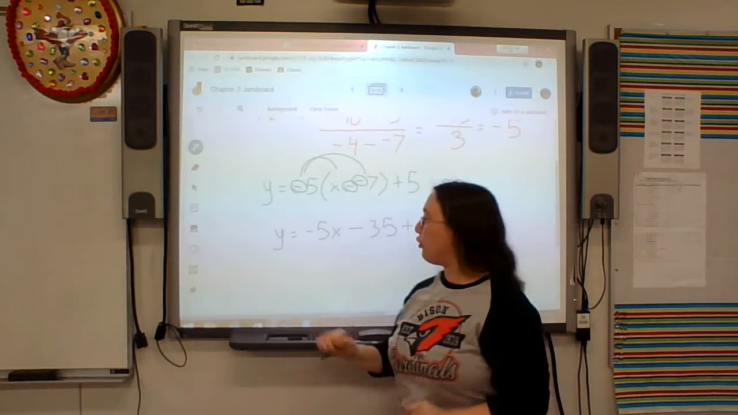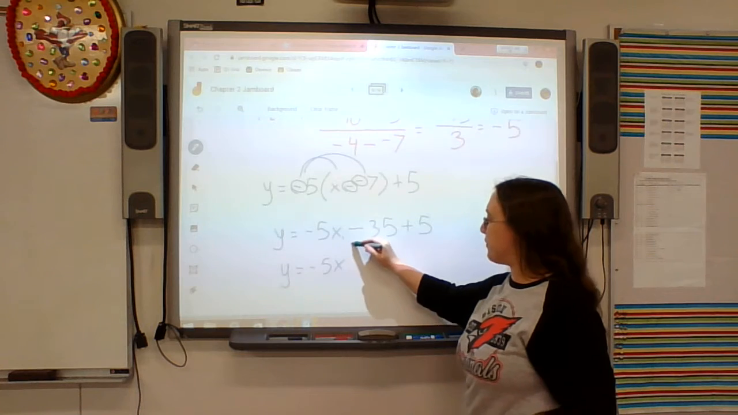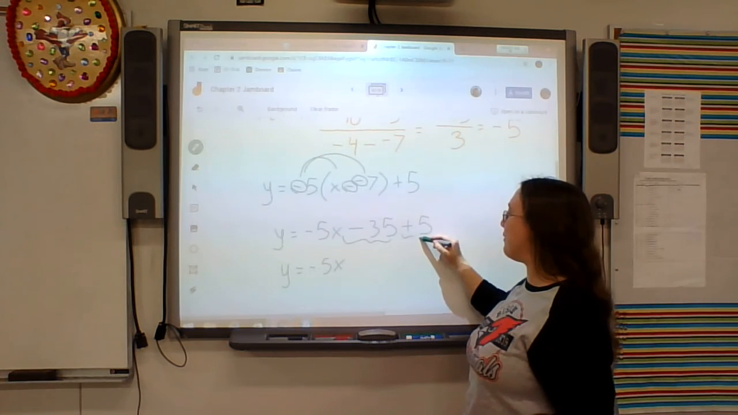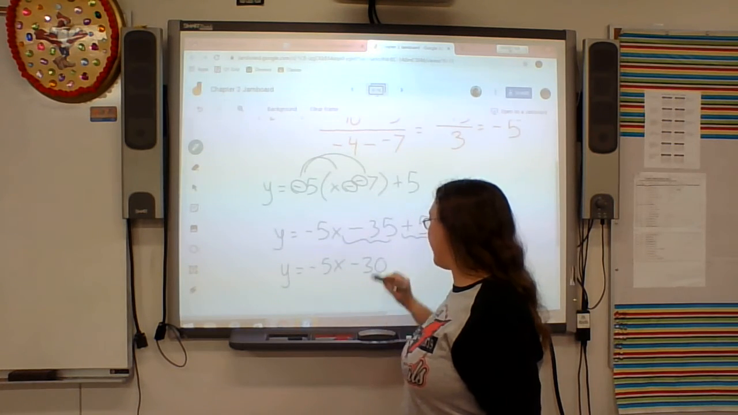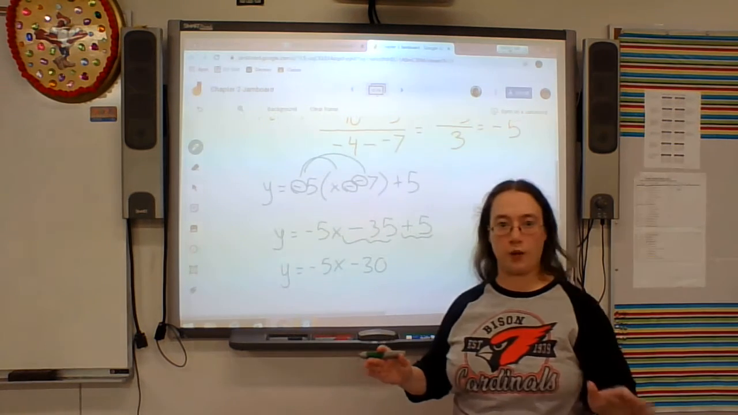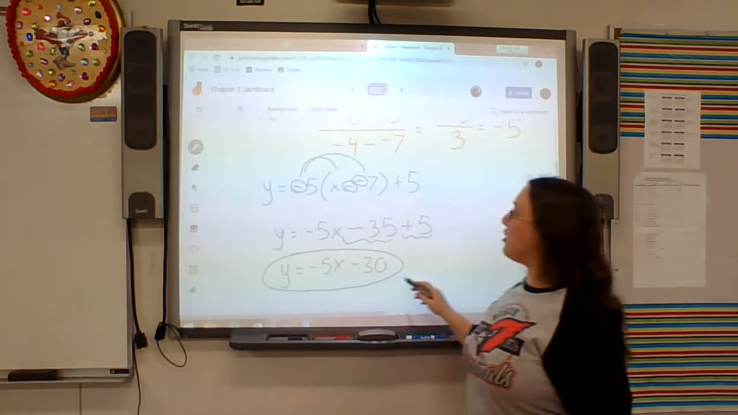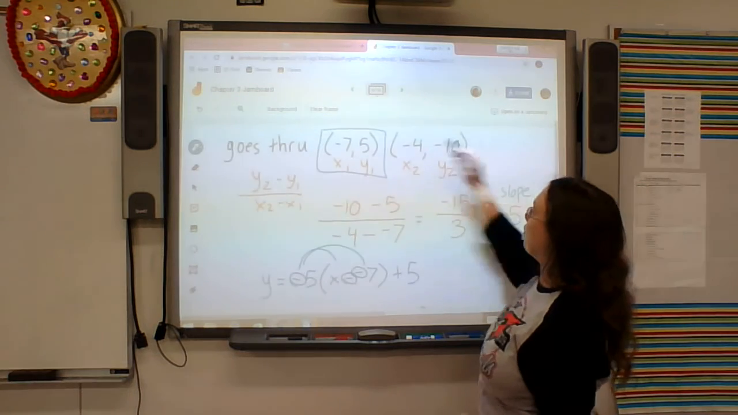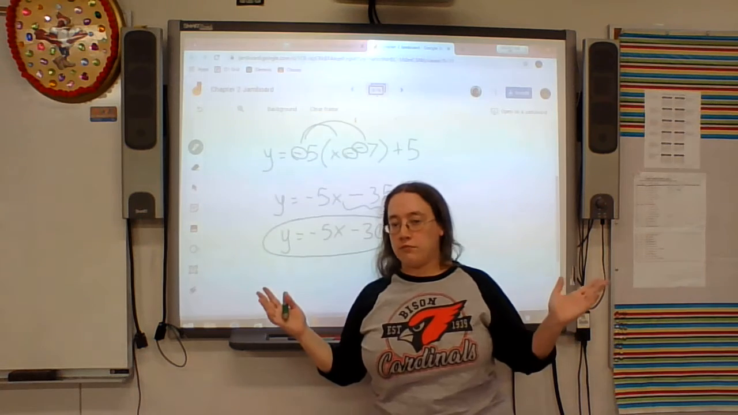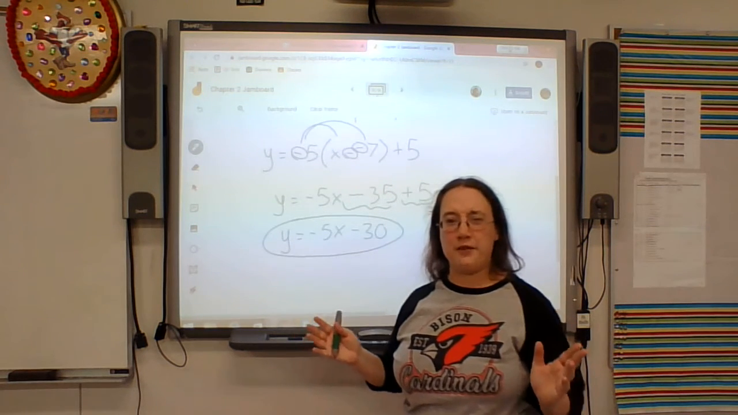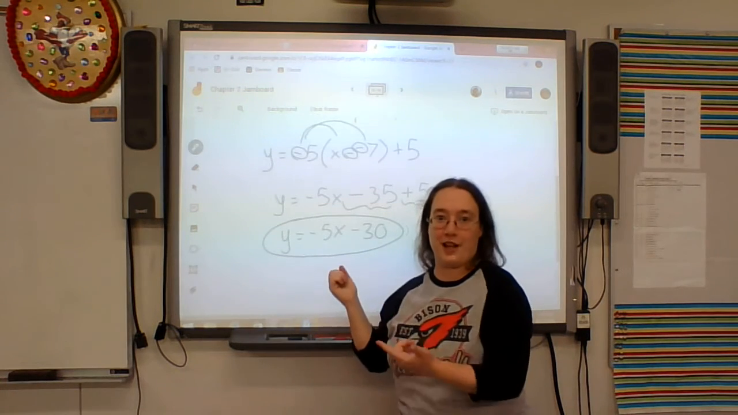Okay, almost done. Watch out when you're simplifying this. We've got a negative 35 plus a positive 5, which is going to give you a negative 30. And again, that could either be plus a negative 30 or minus a 30. Either one's okay. So we've got an equation for a line that goes through those 2 points. If you're not sure, or your line ends up looking kind of funny, feel free to hop over to Desmos and graph those 2 points and that line and see if your line goes through those 2 points.